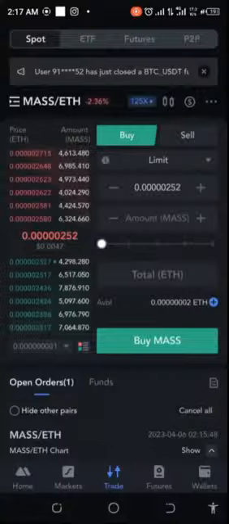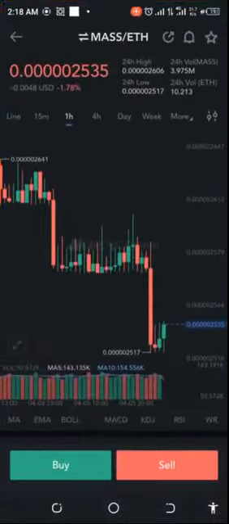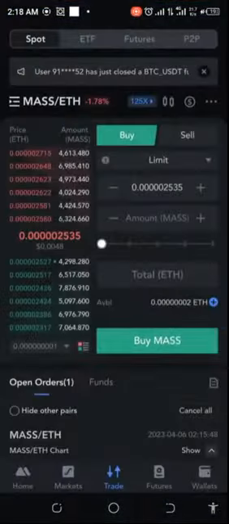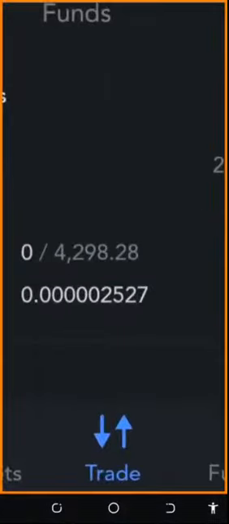Okay. Let's just check that again. So we will check the chart and see what it is looking like. Let's look at the charts. It's actually pumping. It's actually pumping. That means that we really need to go back a little downwards because it's 2535 now. What did we say? Has this gone? No, it hasn't. Okay, what we wanted to buy, we bought it at, this is 2527.